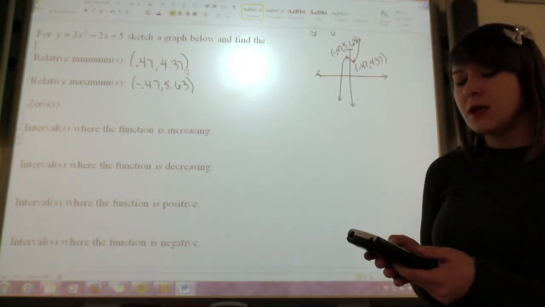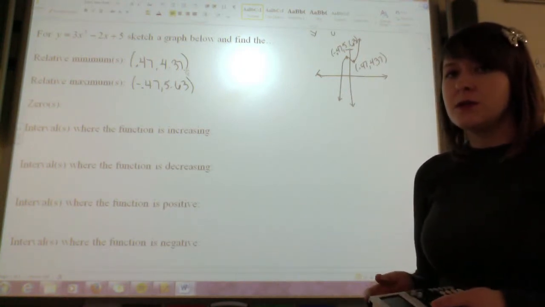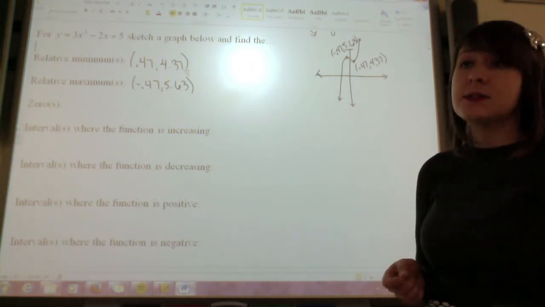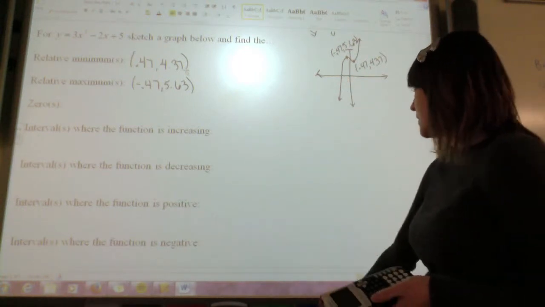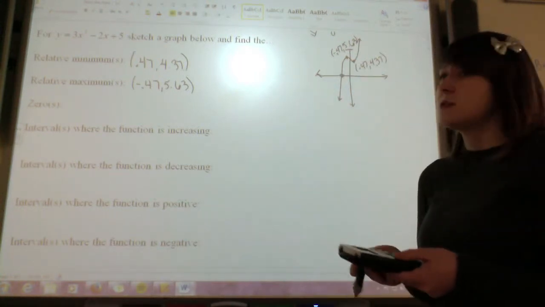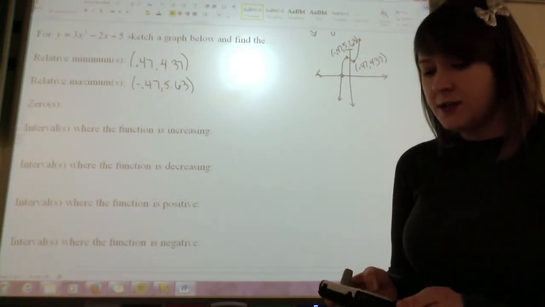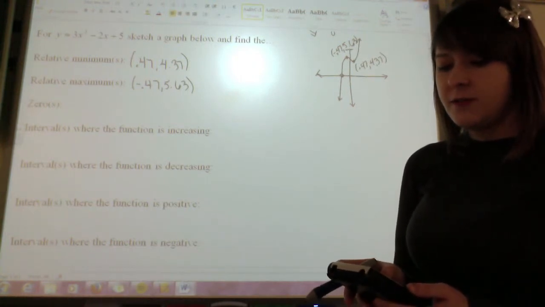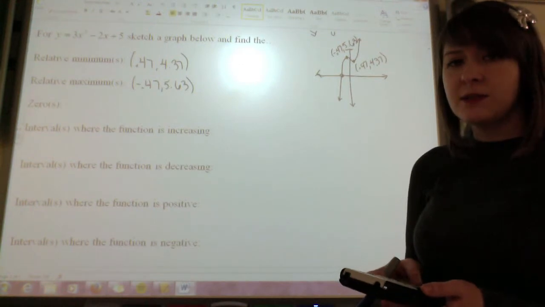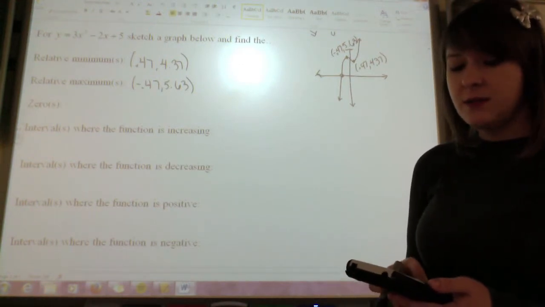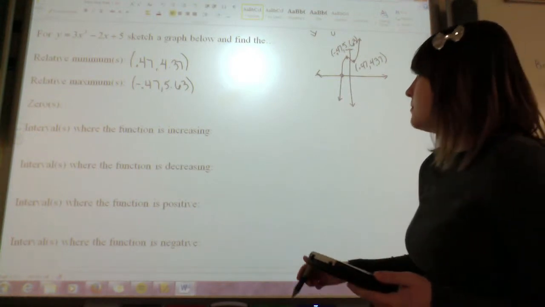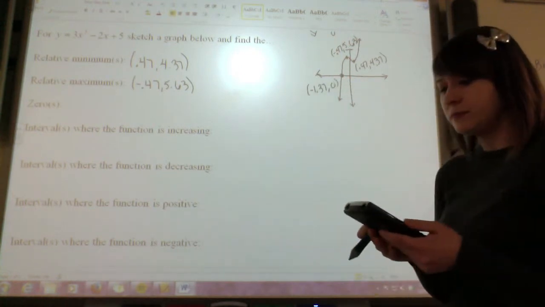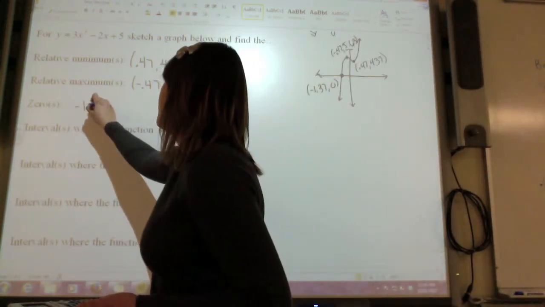Okay. Next up, it asks me for my zeros. So the zeros of my function are the places where it crosses the x-axis. So you can see here that I'm only going to have one zero, and it's going to be right here. To find that on my calculator, I can hit second trace. Number 2 is zero, so I'm going to hit that. And then it asks me for a left bound, so I'm going to arrow over to the left of my zero, and then arrow to the right of my zero and hit enter. And I get that my zero is at the point negative 1.37, comma, 0. Okay, so my zero is at negative 1.37.